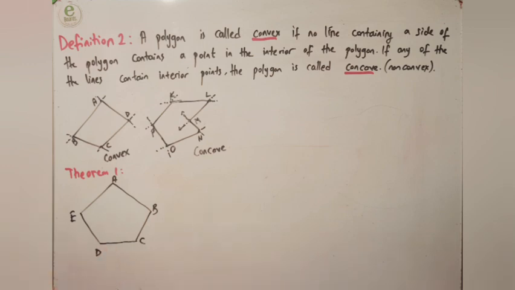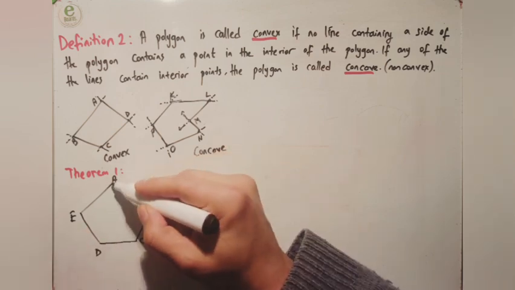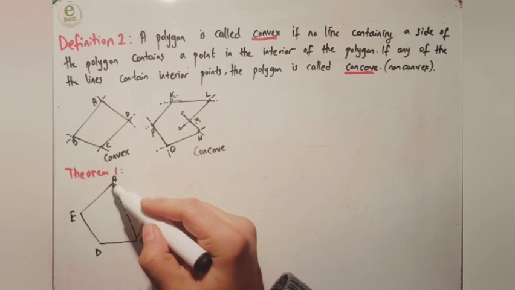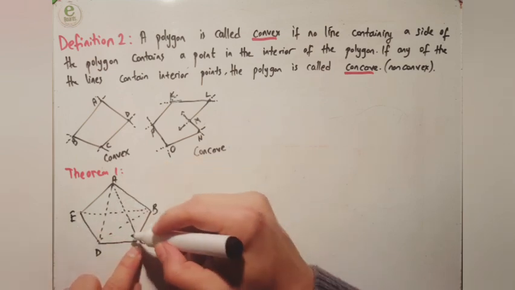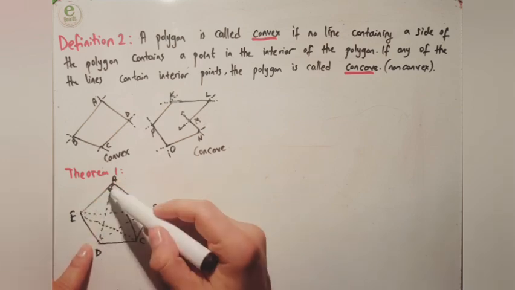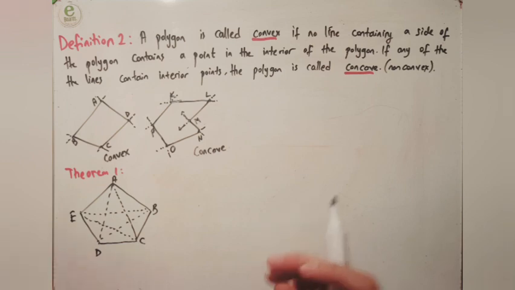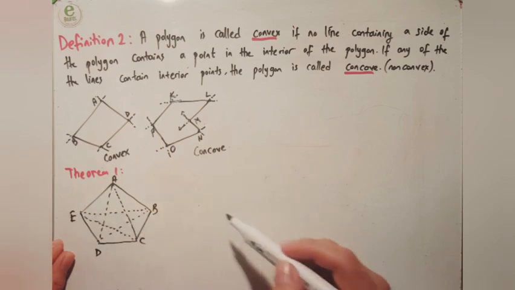So first I will connect point A with C and D. For the next vertex, B goes to D and E. C goes to A and E. D goes to B and A. E goes to B and C. Okay, so the number of diagonals here is 1, 2, 3, 4, and 5.